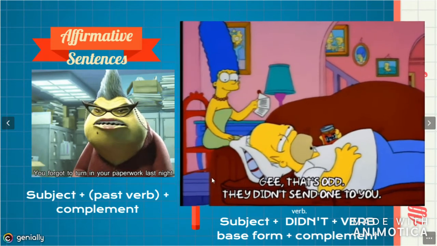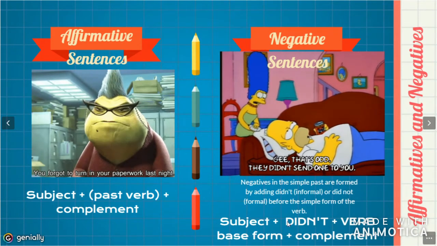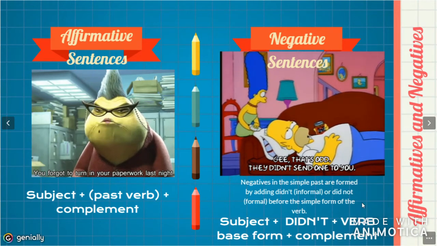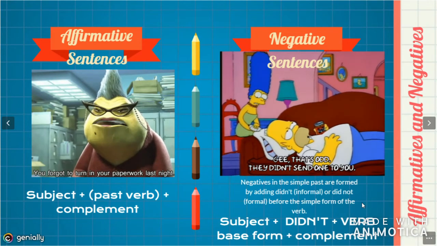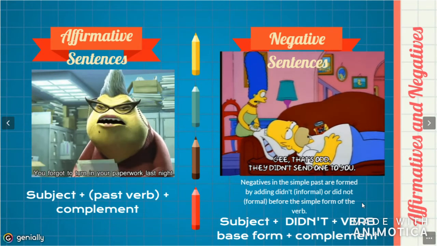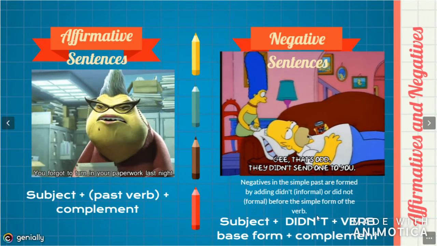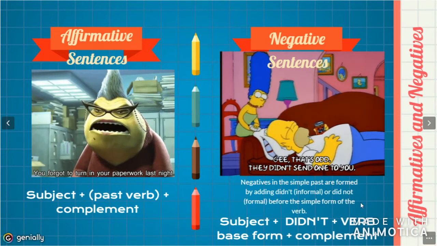The negative sentences are formed with a subject, the auxiliary verb, the verb in the base form, and the complement. Why? Negatives in the simple past are formed by adding didn't or did not before the simple form of the verb. Acá aparece entonces el auxiliar didn't, que nos sirve para darle el tiempo verbal, en este caso pasado, did, y la fórmula negativa a la oración.